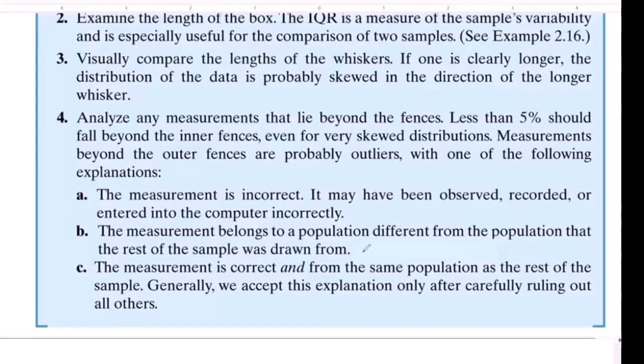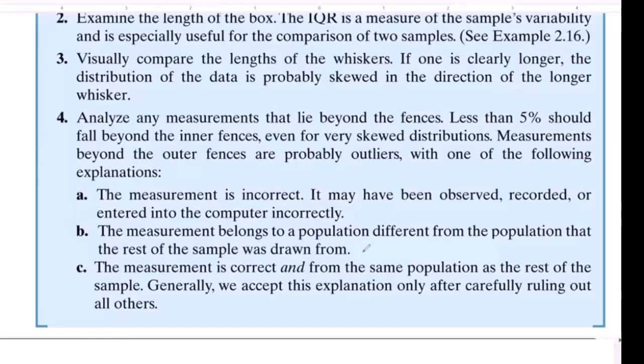Why do we have outliers? A, we may have made a mistake when we measured something. It may have been observed, recorded, or entered into the computer incorrectly. That's always a possibility. If we have something that doesn't make sense in our data set, you may want to look again and see if there's a mistake. B, the measurement belongs to a population different from the population that the rest of the sample was drawn from.